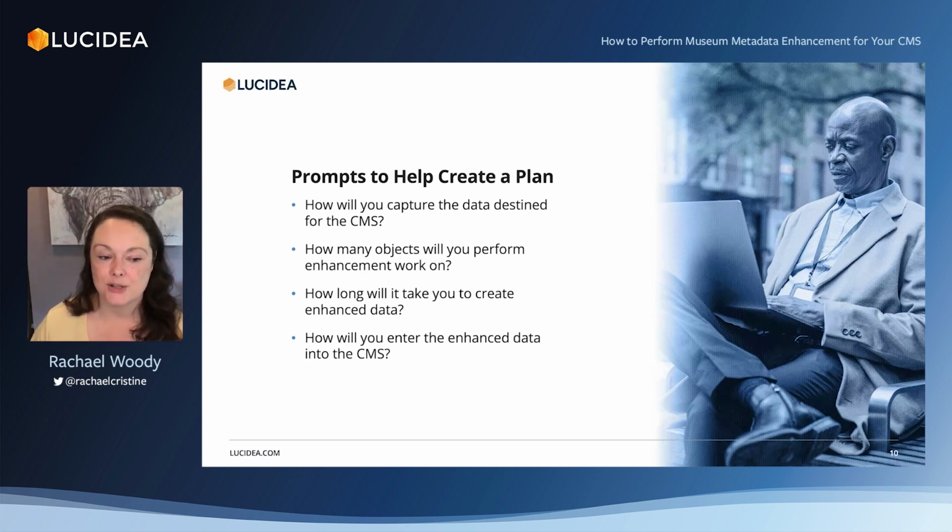Next, how many objects will you perform enhancement work on? So for each item you choose, while there may be some overlap in the research and enhancement work that you are doing, ultimately the number of objects will multiply the time you spend on the research gathering phase, as well as multiply the time you spend on creating that new data for that enhancement piece. So getting a sense of scale here in terms of how many objects you are going to include in this period of enhancement.